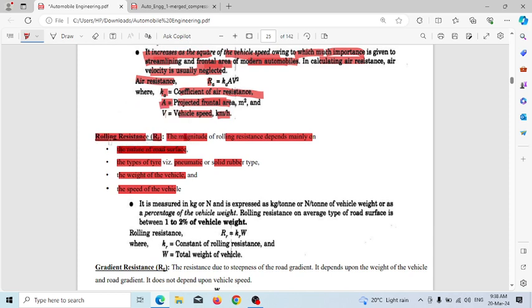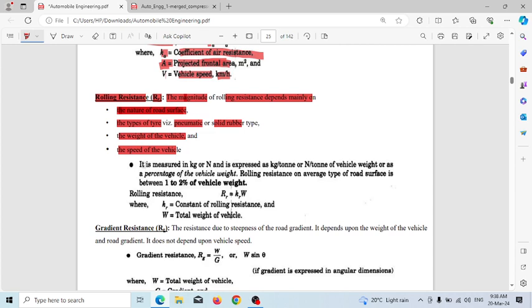That means rolling resistance is measured in kg or newton and expressed as kg per ton or newton per ton of vehicle weight, as a percentage of vehicle weight. So rolling resistance on an average type of road surface is between 1 to 2% of vehicle weight. The formula is Rr equals Kr into W, where Kr is the rolling resistance constant and W is the total weight of the vehicle.